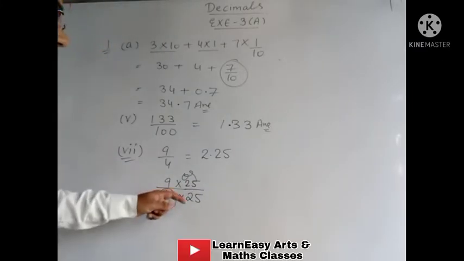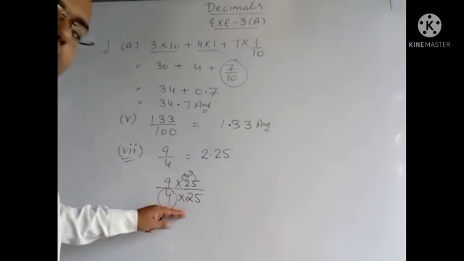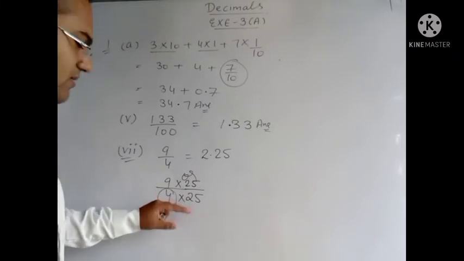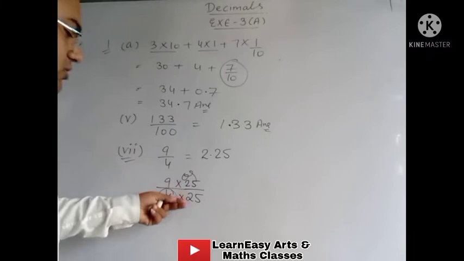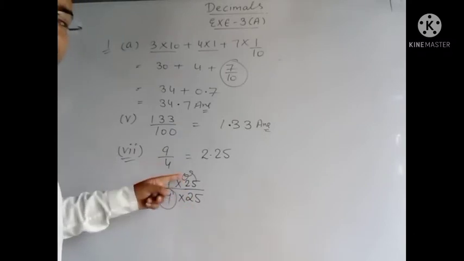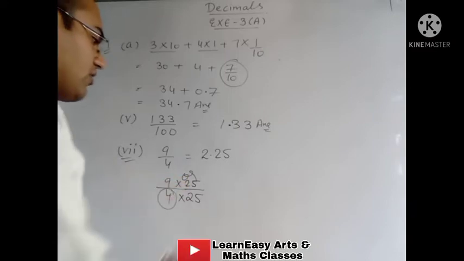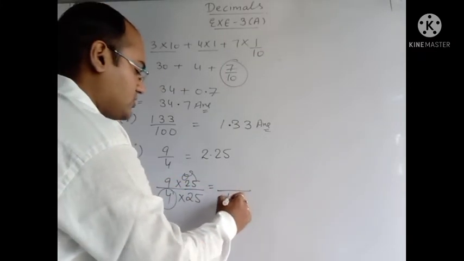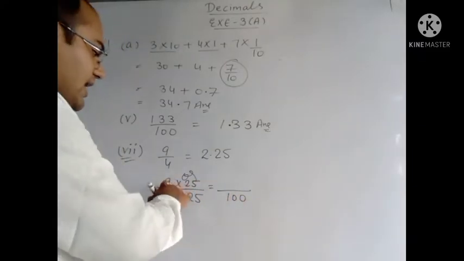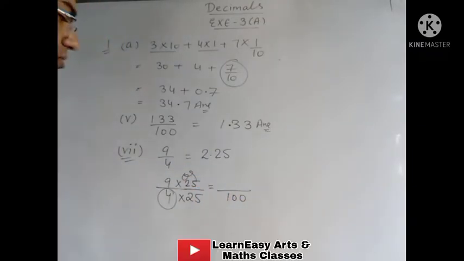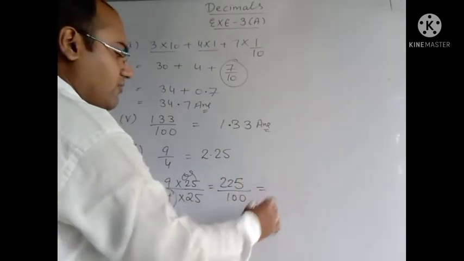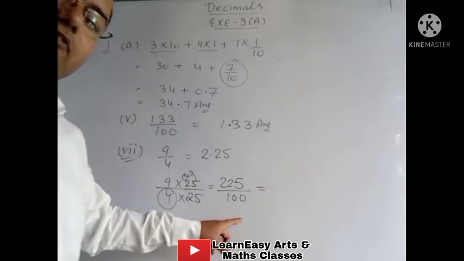So in order to make 100 in the denominator, we have to multiply this 4 with 25. The same work we have to do in the numerator also. In the denominator we are multiplying with 25, so in the numerator also we will multiply with 25. Now in the denominator we will get how much? 25 times 4, the answer will be 100. 9 multiplied by 25, the answer will be 225.